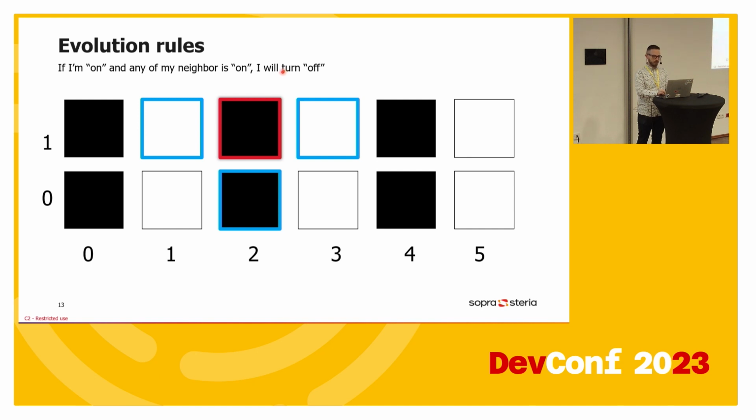I will become black. So if we have a look at this particular cell, which is the red highlighted, we can look at the neighborhood: left, right, and to the bottom. If I am on, and any of my neighbors is on, the neighbor on the bottom is on, then I will turn off. So in the next iteration, in the next evolution of my Cellular Automata, this particular cell should be turned off and look like this. And this rule we are going to apply for every single cell in our Cellular Automata. And in this way, our Cellular Automata is going to change with every iteration.